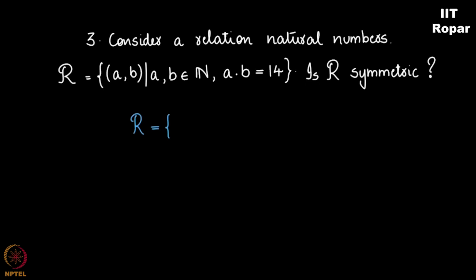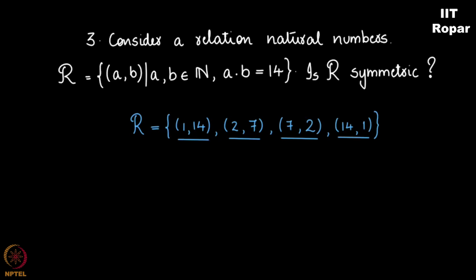We have to pick only natural numbers, and hence R is going to have (1, 14), (2, 7), (7, 2) and (14, 1). Anything else? No, it is precisely these elements because we are concentrating only on natural numbers. (2, 7) is there, (7, 2) is there, (1, 14) and (14, 1). All are respectively equal pairwise, and hence this is a symmetric relation.